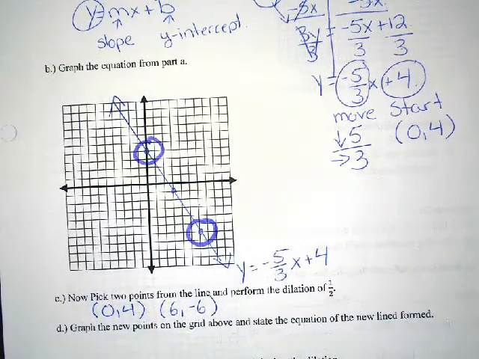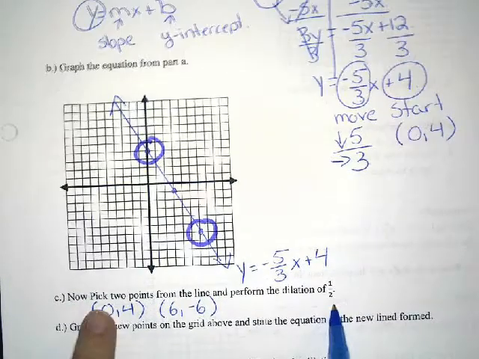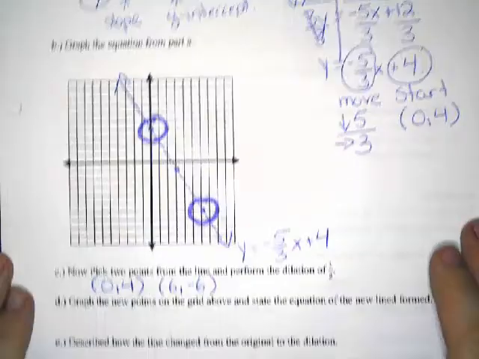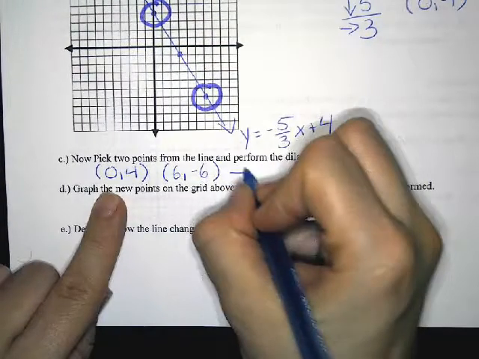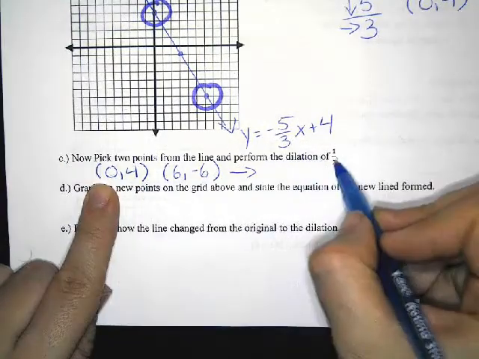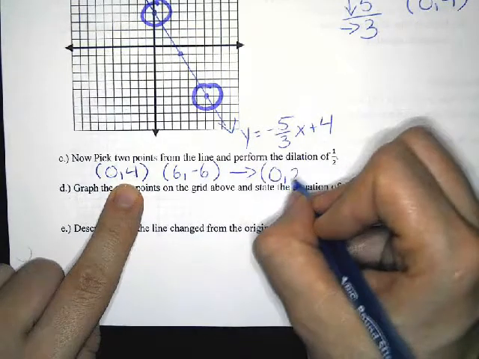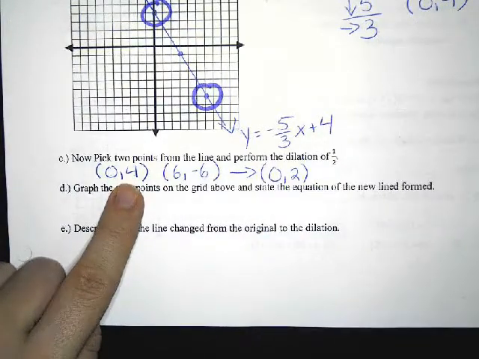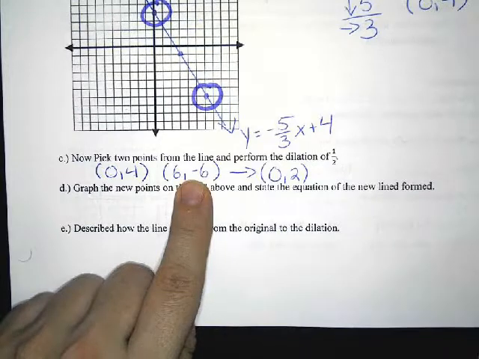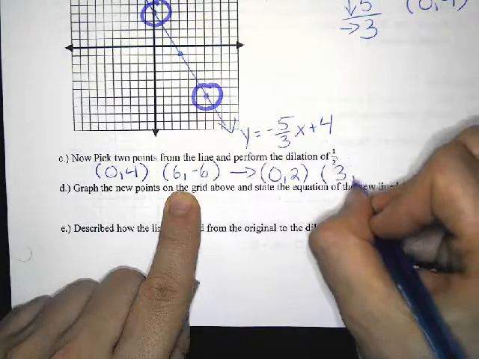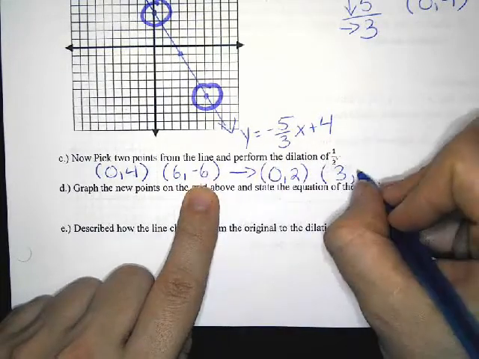Now from yesterday's lesson, we learned that when we have a scale factor of 1/2, I multiply both the x and the y by this half. So I'm going to do that. The 0, 4 would be 0 times 1/2, which is 0. And this would be 4 times 1/2, which is 2. That'd be one of my new points. Now I need a second point in order to connect to make a line. Half of 6 would be 3, and half of negative 6 is negative 3.